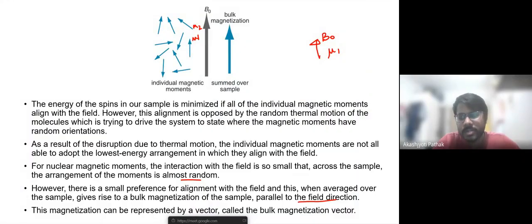So I hope you have understood the concept of bulk magnetization vector. That overall, if we sum up all the magnetic moments, most of them have a preference for orienting in the same direction as the magnetic field. So it will have a net magnetization in this direction.